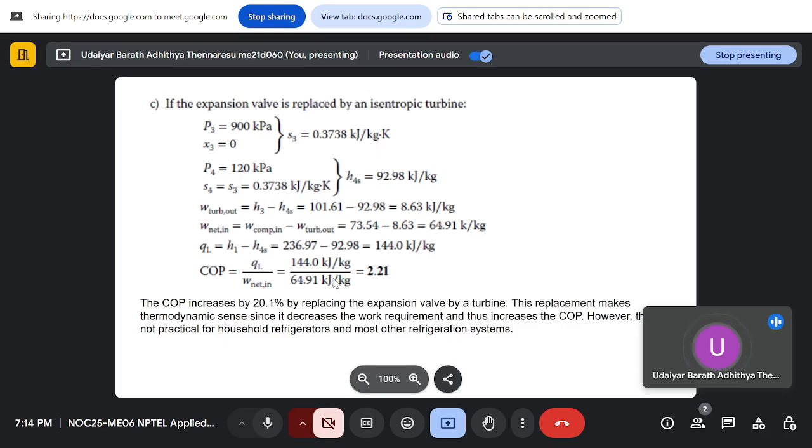So this makes thermodynamic sense, but actually it's not possible. As discussed previously, you encounter two-phase flow and it can damage your system and turbine, and it's not reliable. So this causes it to not be used practically. It makes thermodynamic sense, but it cannot be used practically.